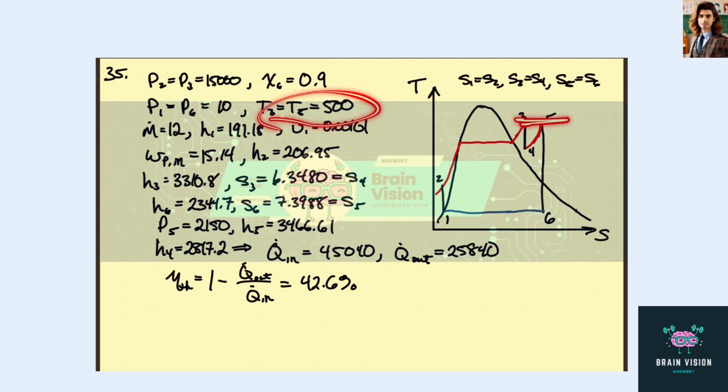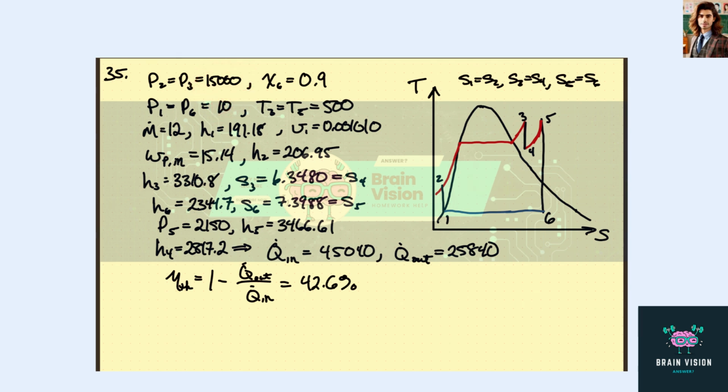The temperature here is 500 degrees Celsius for both cases. The mass flow rate is 12 kilograms per second. Now again, saturated liquid here at 10 kilopascals, we have an enthalpy of 191 kilojoules per kilogram and a specific volume of 0.00101.